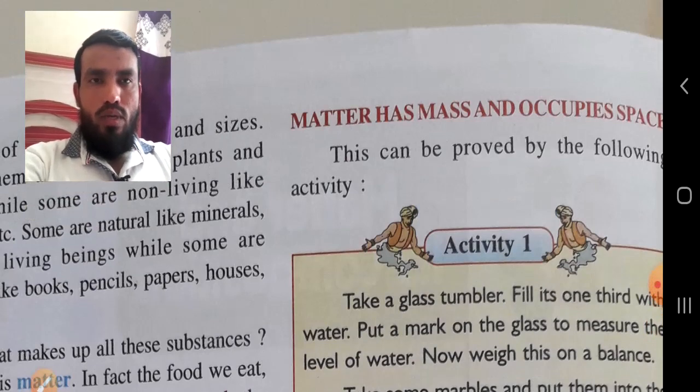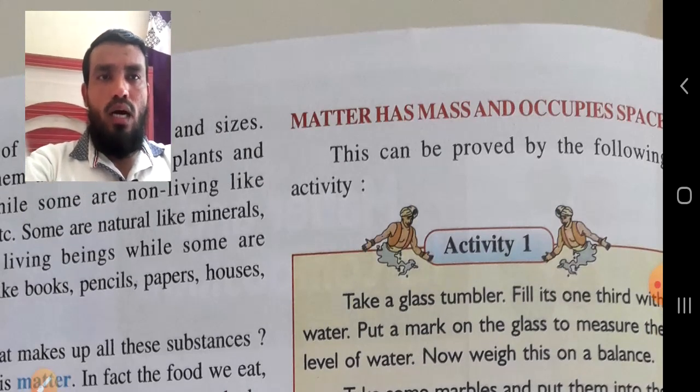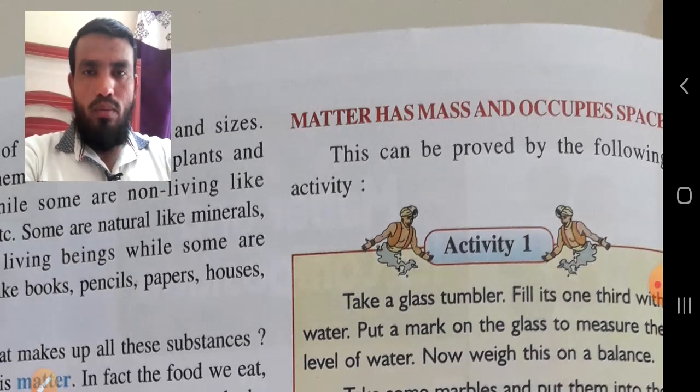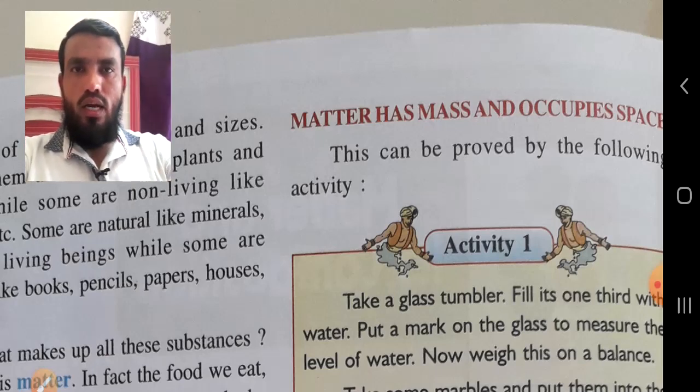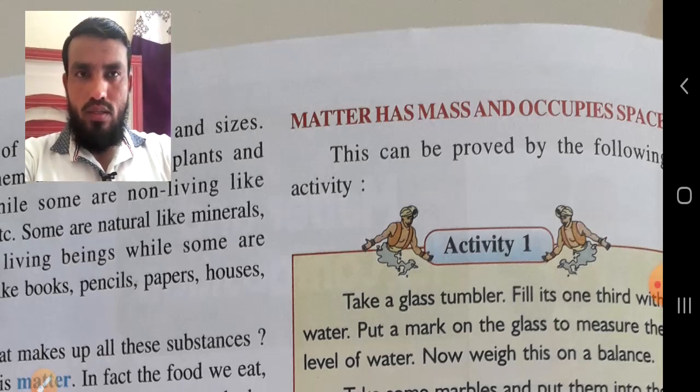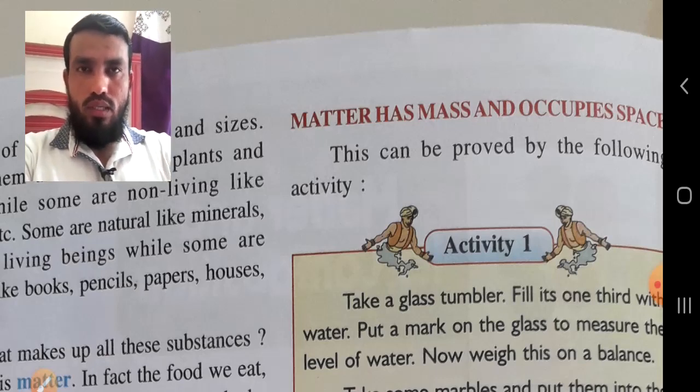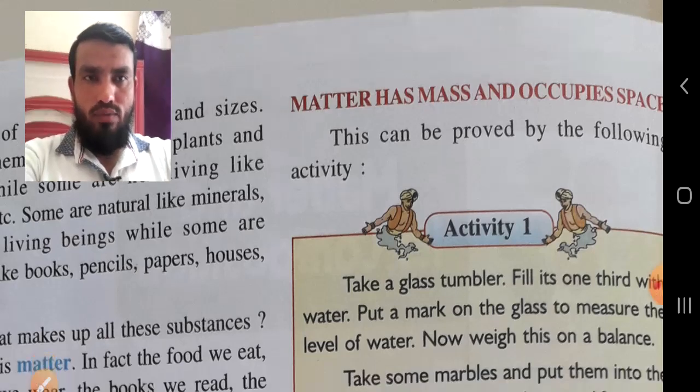Now we will start. Matter has mass and occupies space, because in the beginning we discussed that anything that has mass and occupies space is matter. So how can we know this in more detail? This can be proved by the following activity.